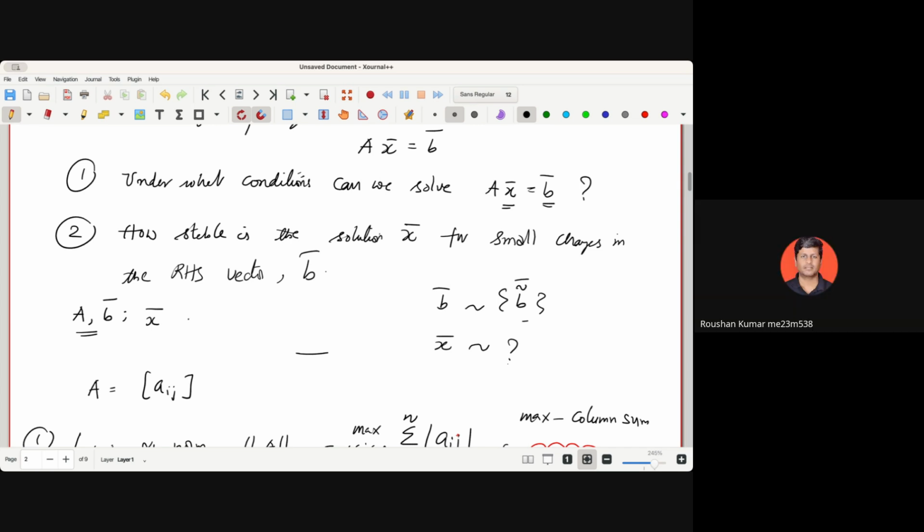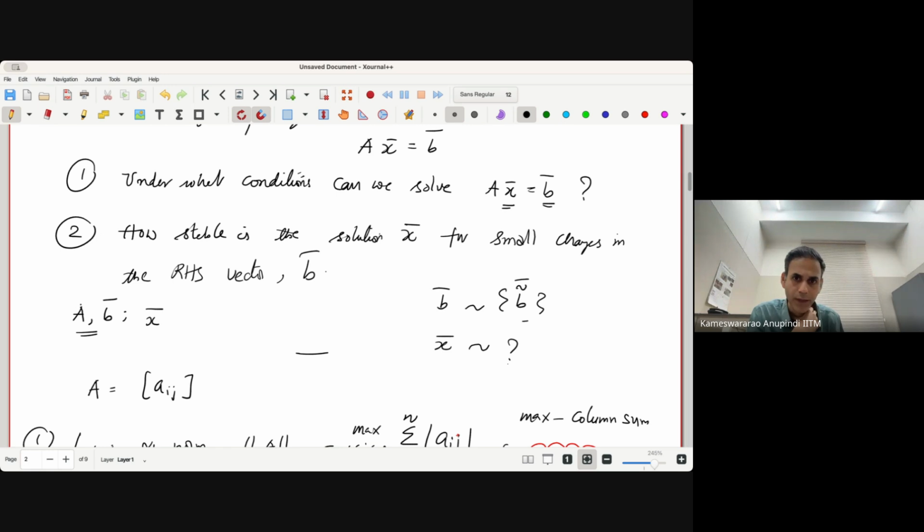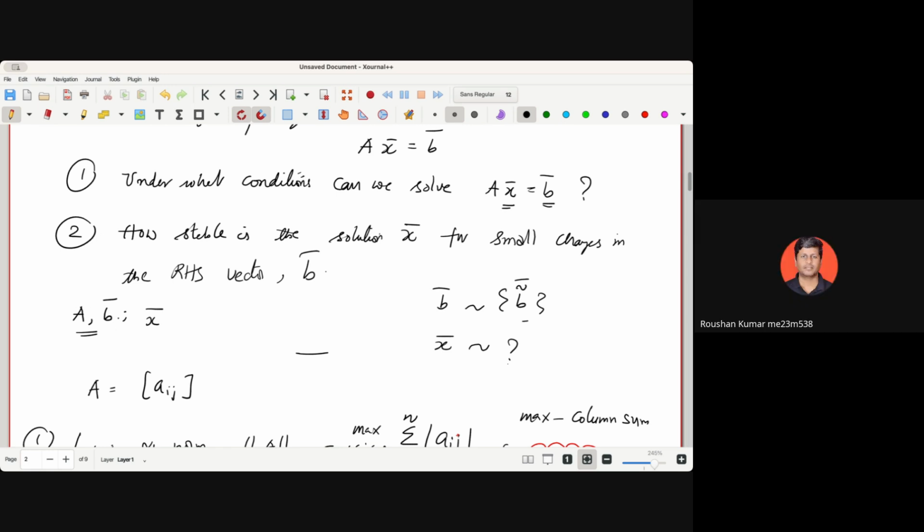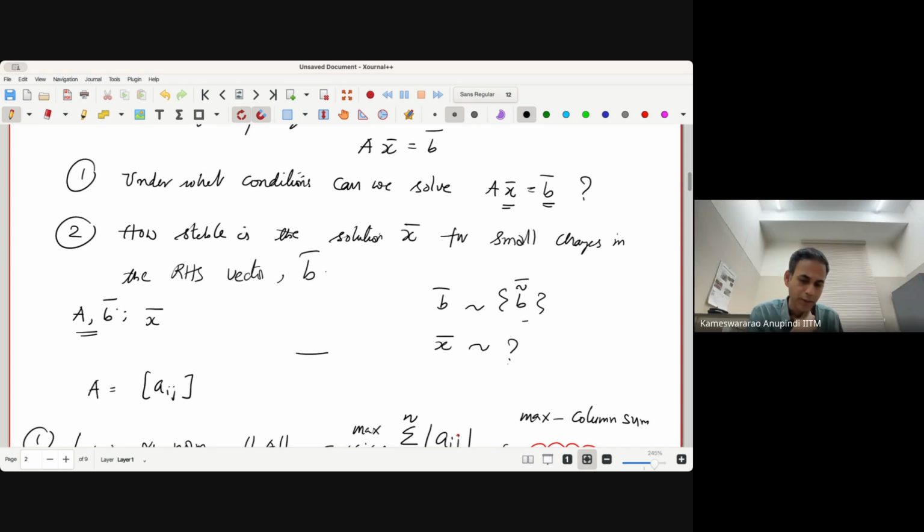So my point is that if I am perturbing the value of B, B bar, then the x will be different for sure. It is different for sure, but is it going to be very different, or is it going to be still in the neighborhood of the previous X?